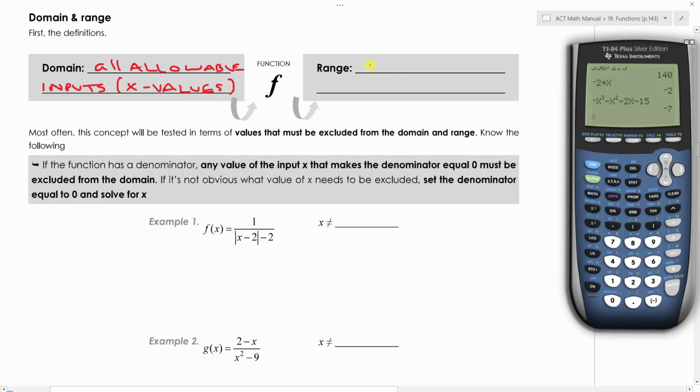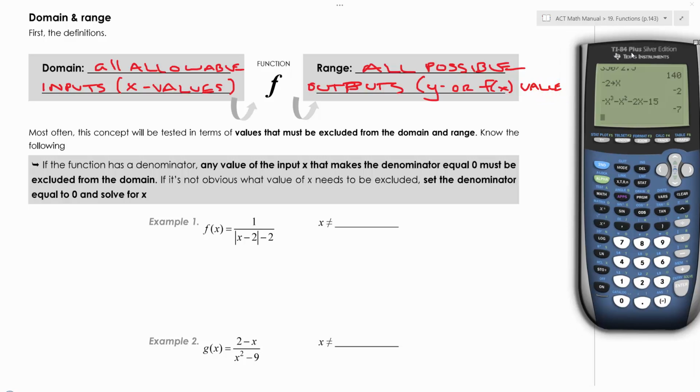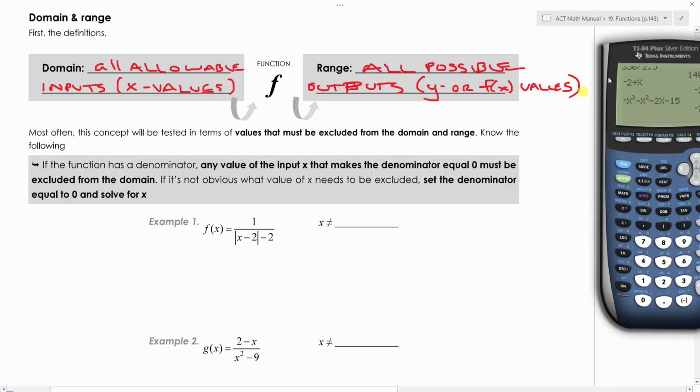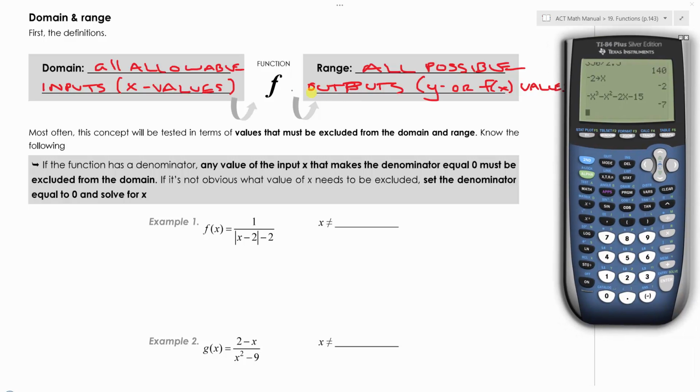And the range is all allowable or possible outputs. These would be your y or f of x values. Your y or f of x values. So again, the domain is what goes in to the function. The range is what comes out of the function.